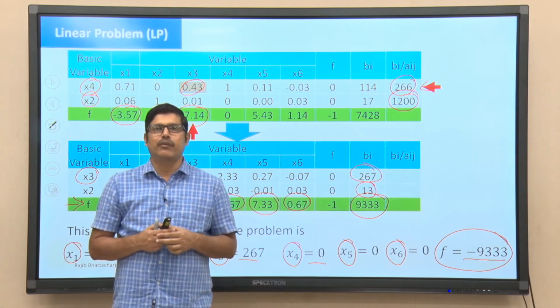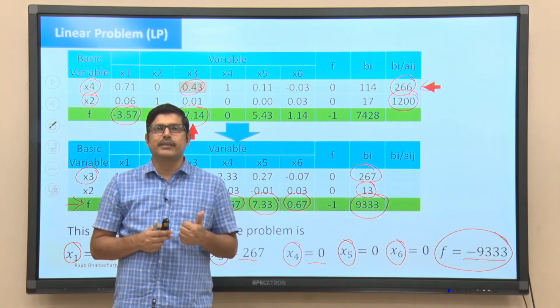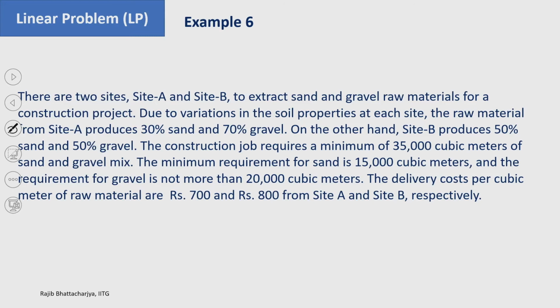I will also show you how you can solve this problem using Excel Solver. So, before that, let us discuss the next problem. The next problem is problem 6. The problem is, there are two sites, site A and site B, to extract sand and gravel raw materials for a construction project. So, from site A and site B, we can extract sand and gravel that is required for a construction project.